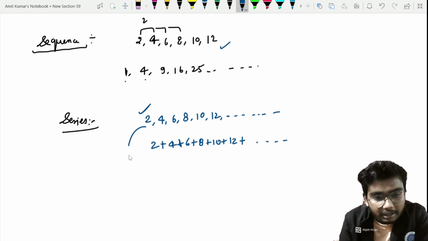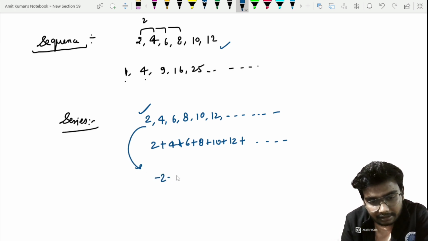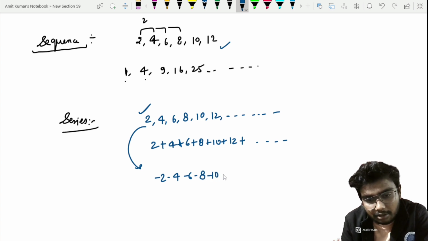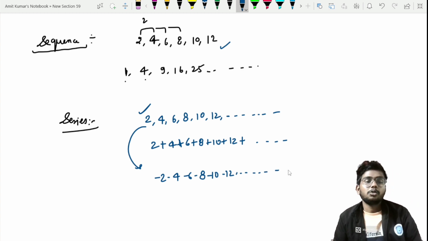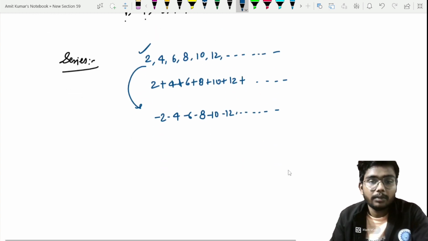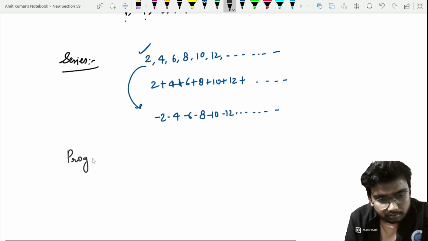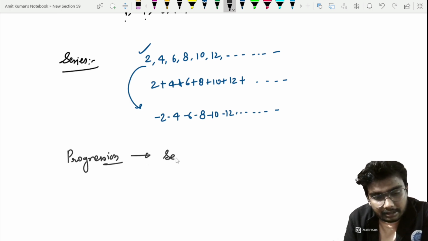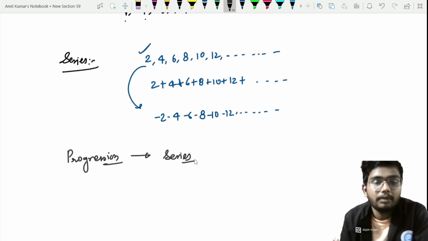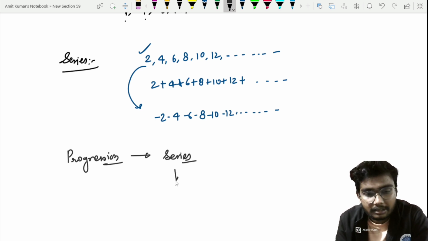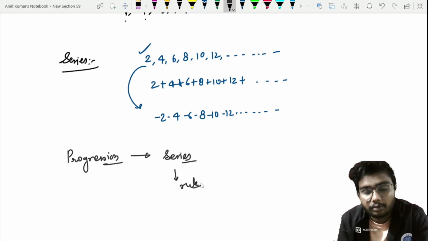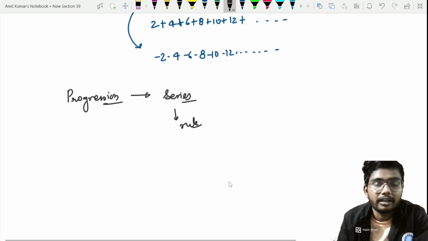We can use a minus sign also and write minus 2 minus 4 minus 6 minus 8. This is also a series. Coming to progression, what will our progression be? This is also a series actually, but here we will be using some particular rule. In a progression we use a particular rule. Let's suppose we are talking about the arithmetic progression.